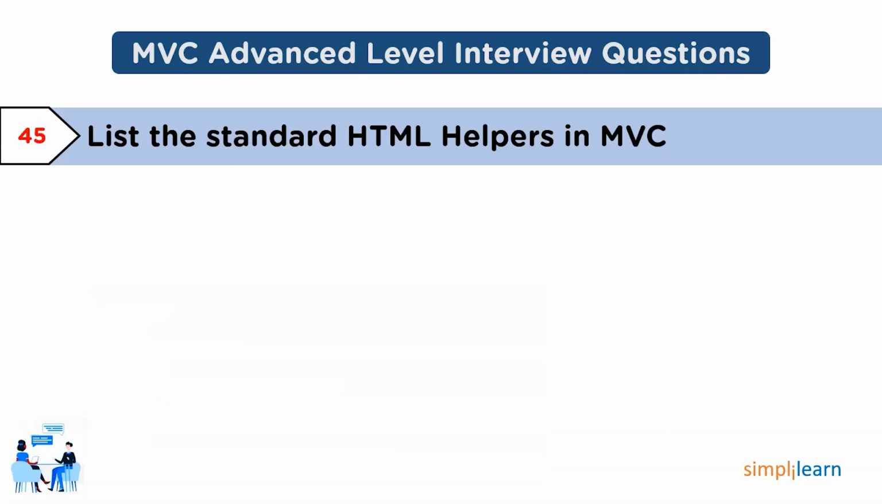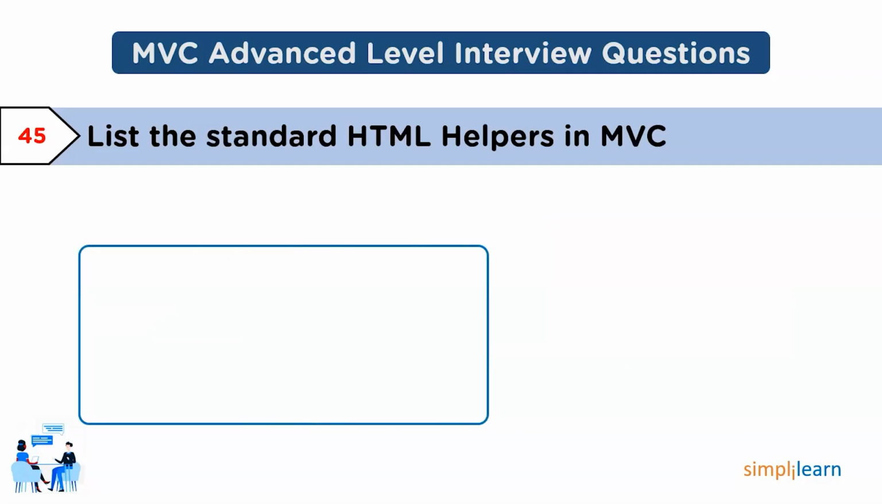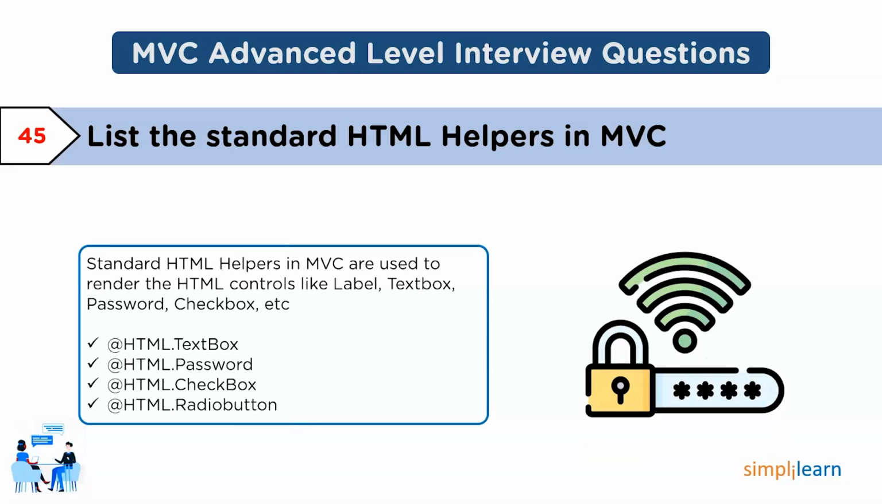List the standard HTML helpers in MVC. Standard HTML helpers in MVC are used to render HTML controls like label, text box, password, checkbox, etc. Some of the standard HTML helpers in MVC are HTML text box, used to create a text box. HTML password is used to create a text box with password identity. Next we have HTML checkbox, used to create the property in the checkbox. HTML radio button automatically displays the property in the radio button.